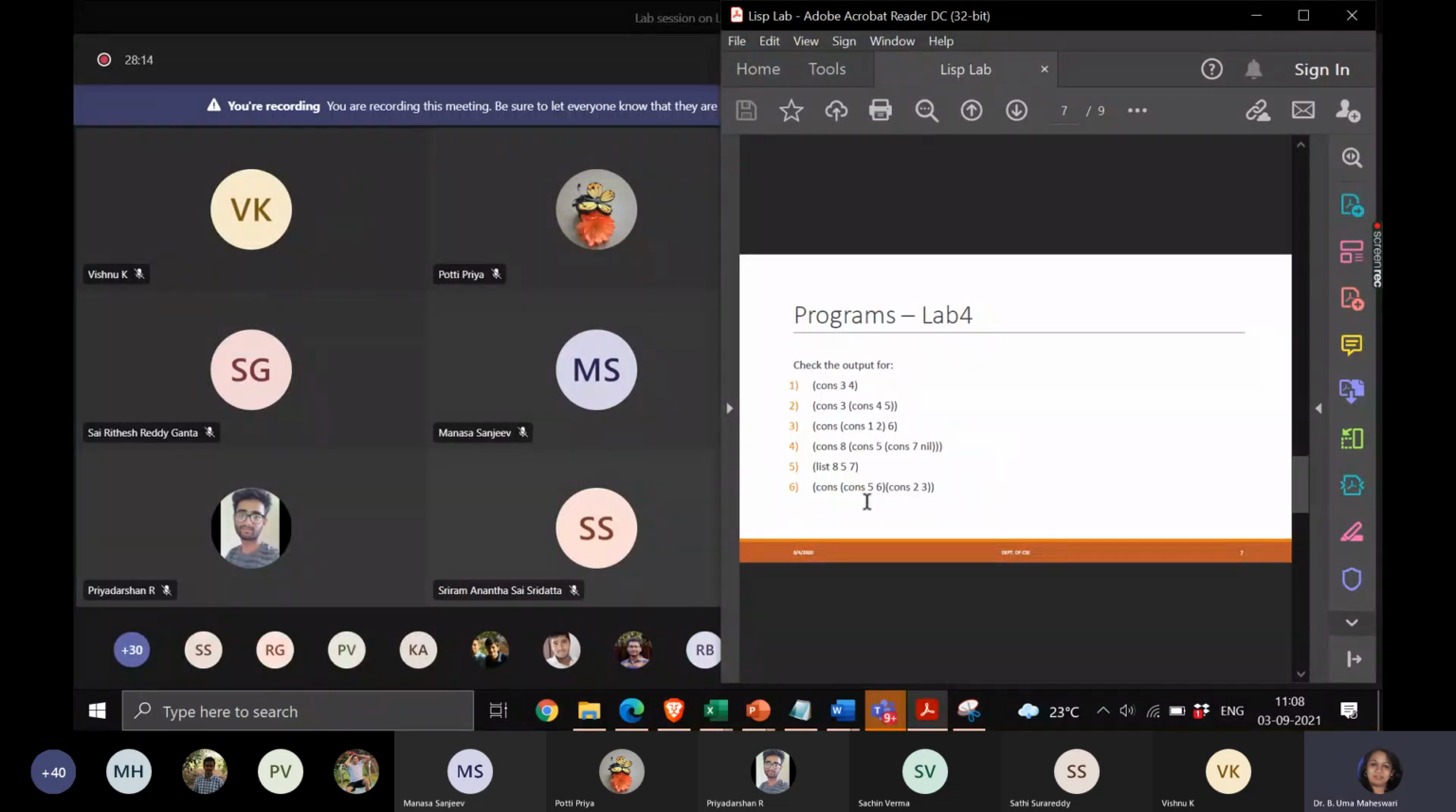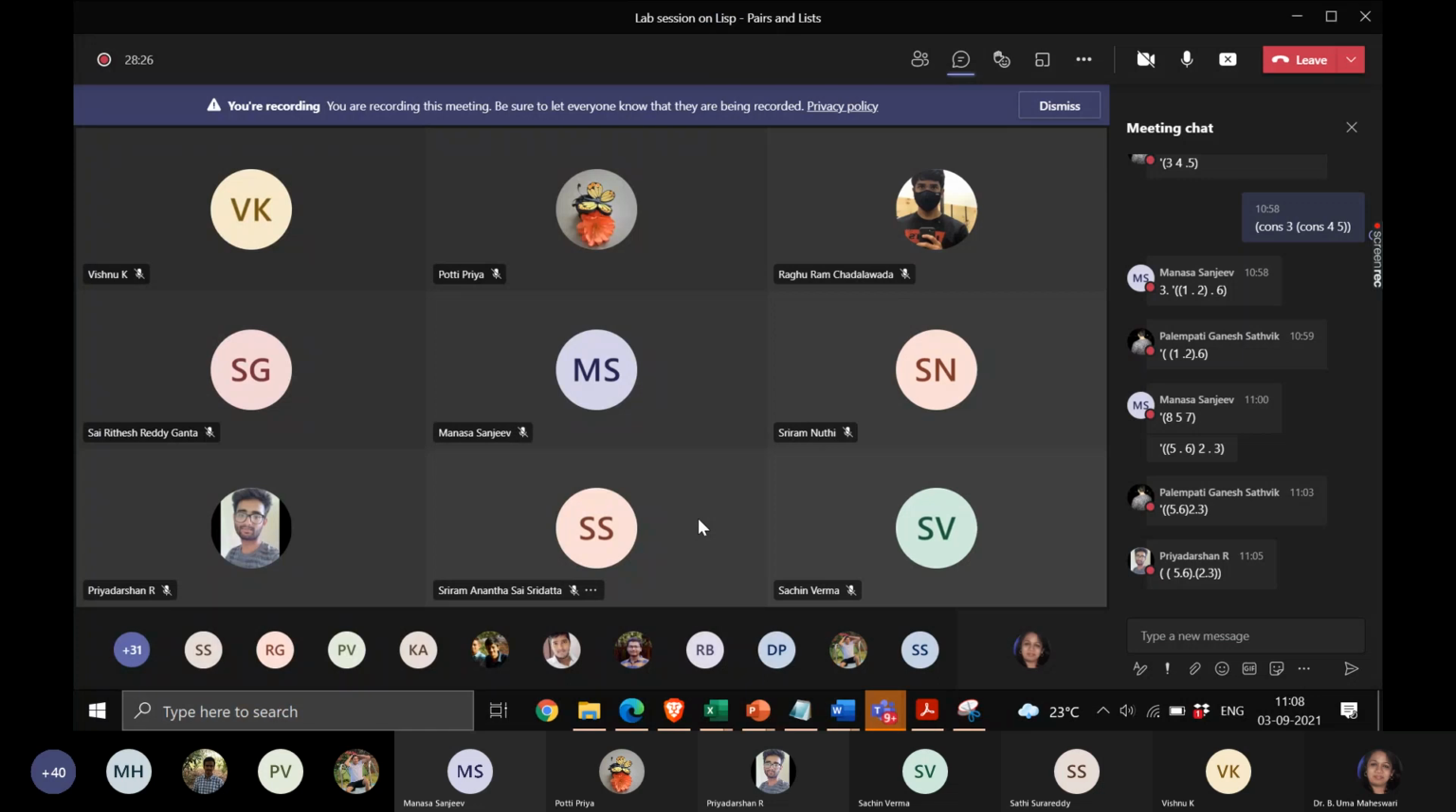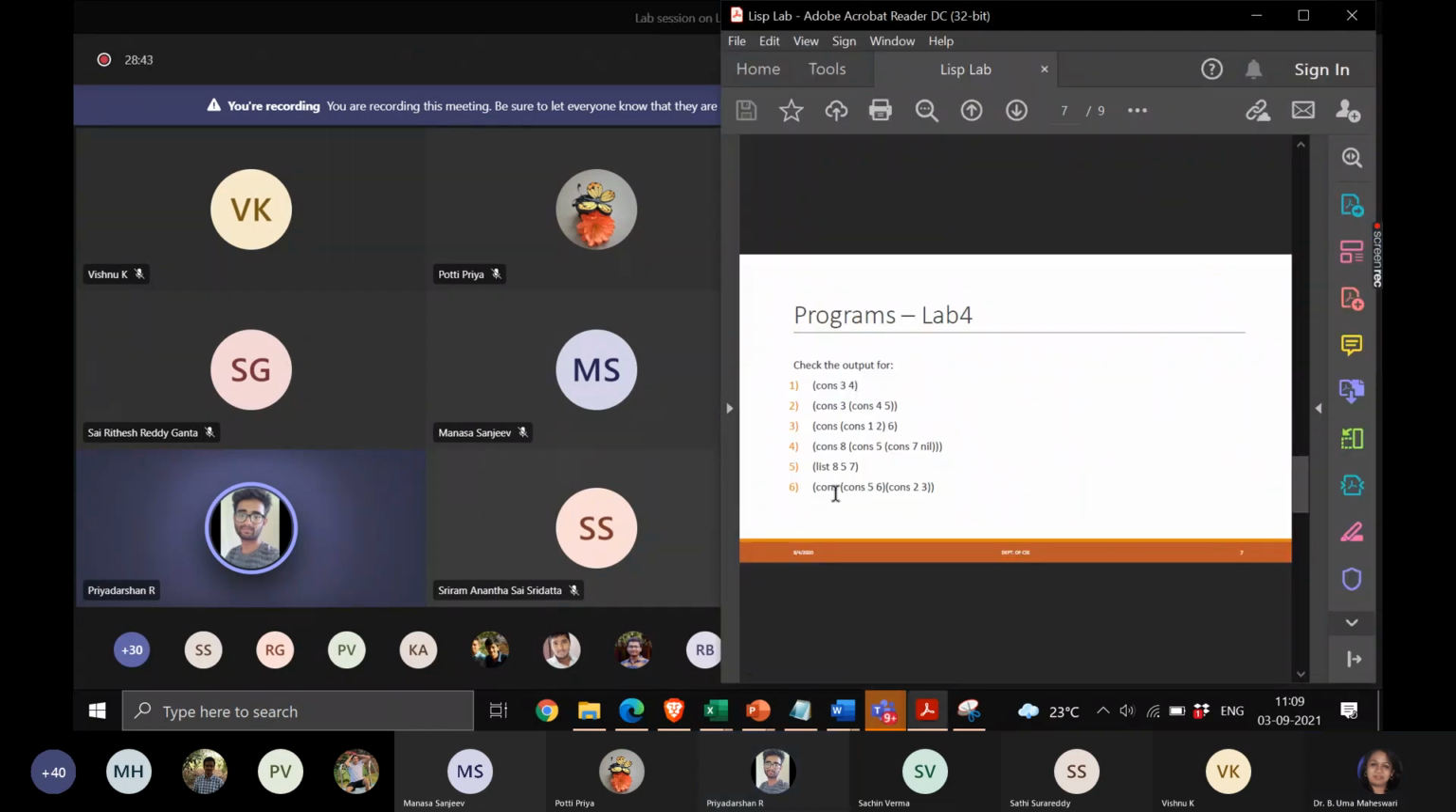Cons bracket cons 5, 6, close the bracket, inside a bracket cons 2, 3, and open another cons within a bracket, cons 1, 5. That is an error, ma'am, for me. No, it will not be an error. How? Like cons and cons 5, 6, cons 2, 3, and cons 8, 9. Yeah, that is an error.